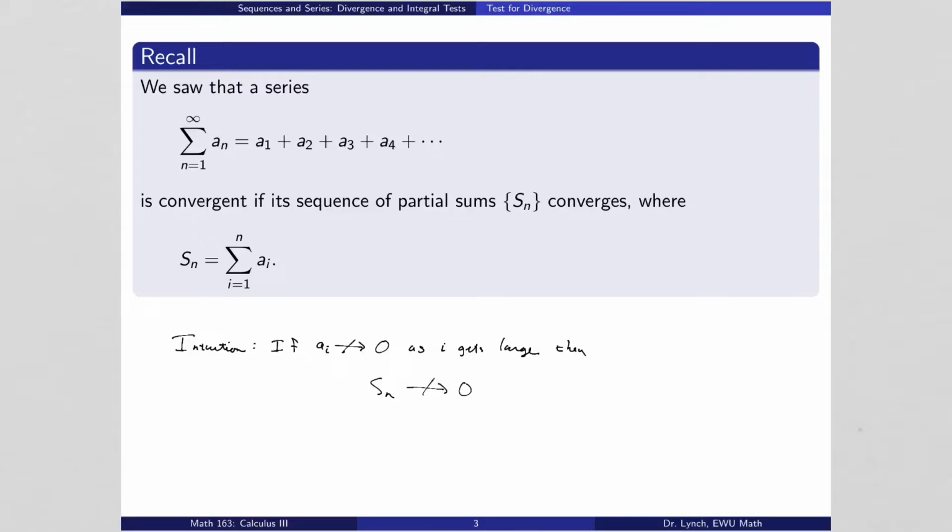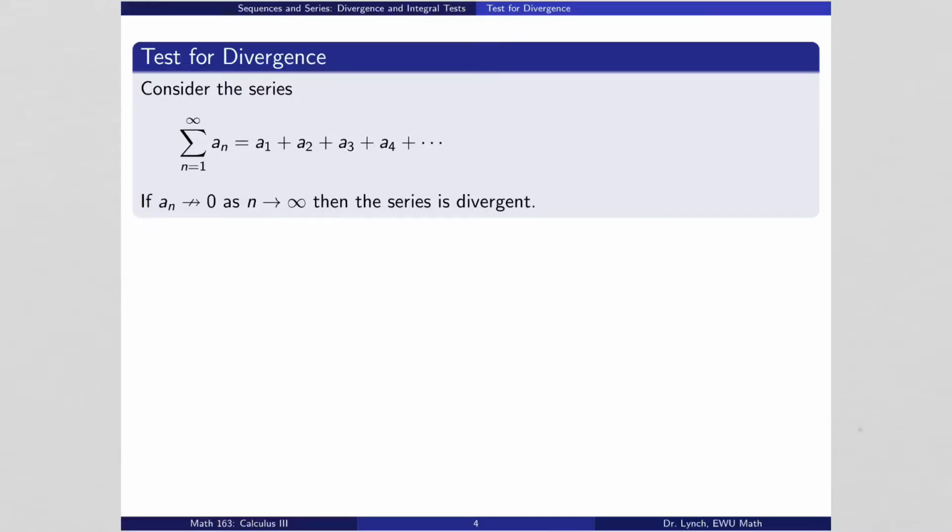And this is precisely what the test for divergence says. So here's the test for divergence. Consider the series, the sum n equals 1 to infinity of a sub n. If a sub n doesn't go to zero as n goes to infinity, then the series is automatically divergent.